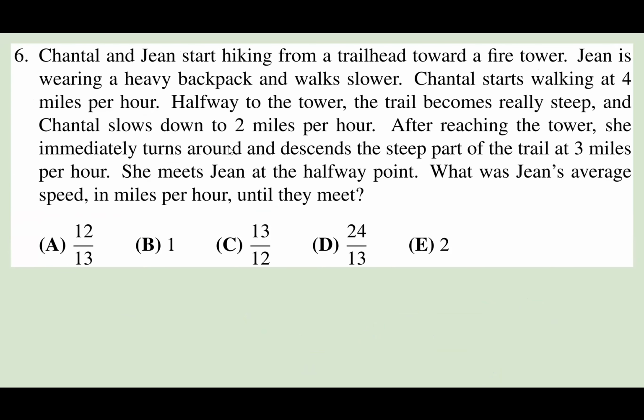Number 6. Chantal and Jean start hiking from a trailhead toward a fire tower. Jean is wearing a heavy backpack and walks slower. Chantal starts walking at 4 miles per hour. Halfway to the tower, the trail becomes really steep and Chantal slows down to 2 miles per hour. After reaching the tower, she immediately turns around and descends the steep part of the trail at 3 miles per hour. She meets Jean at the halfway point.